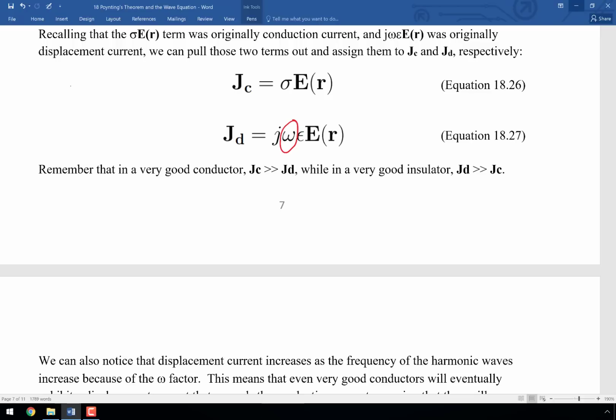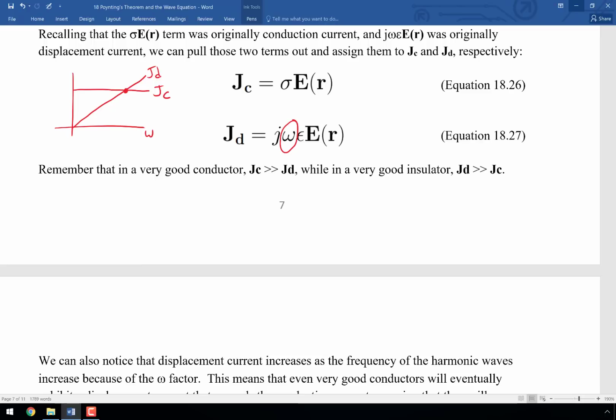If you have a plot of omega here, J sub C is going to be constant, and maybe at very low frequencies there is no displacement current, but as I increase frequency, I'm increasing the displacement current until eventually they're going to cross. And when they cross, J sub D is going to be equal to J sub C. That's the boundary where this material is really no longer behaving like a conductor, and it begins to behave like an insulator.